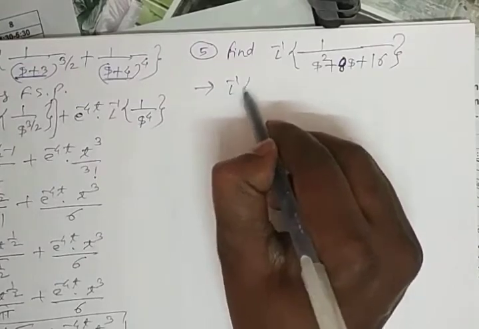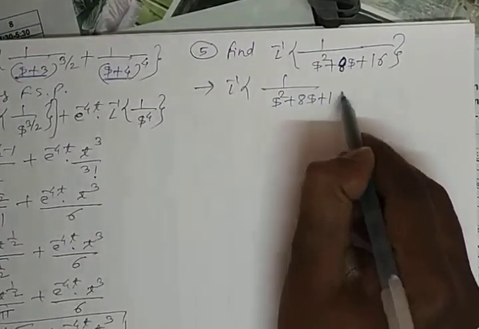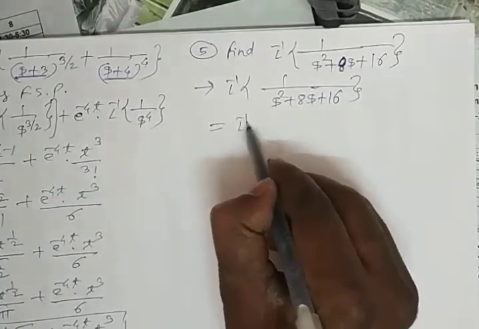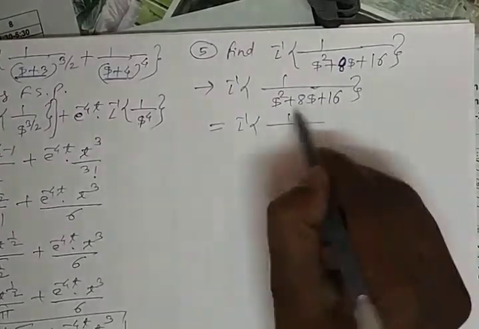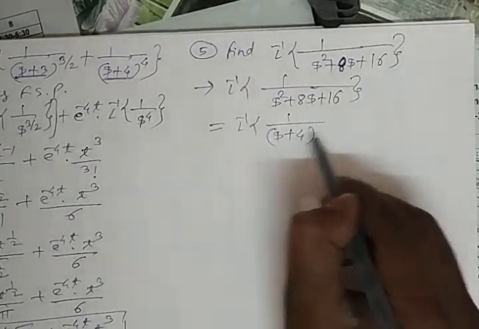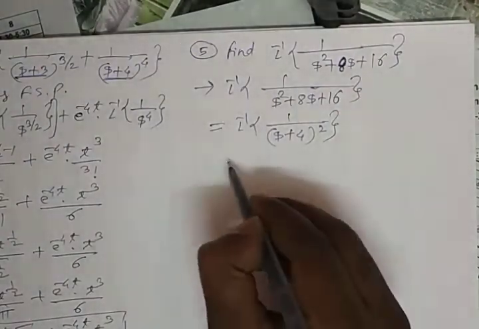So Laplace inverse of 1 upon s square plus 8s plus 16, that is given to you. That is equal to Laplace inverse of 1 upon, this is a perfect square of what? (s plus 4) bracket square, isn't it? This is the perfect square of (s plus 4) bracket square.